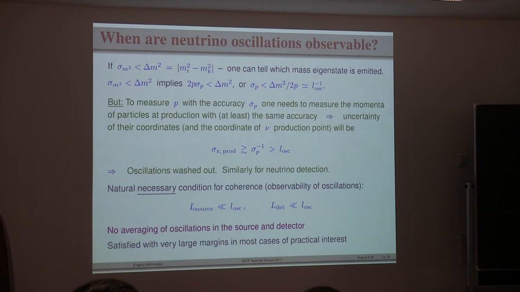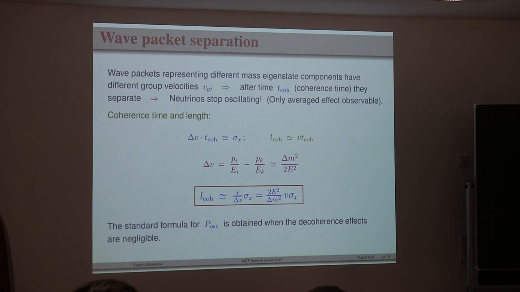So this is yet another possible source of violation of coherence in neutrino oscillations. Okay, so how can we estimate this? Assume that the difference of group velocities of different mass eigenstates is equal to delta v. Then the coherence time is defined as the time over which they separate by a distance equal to or bigger than the length of the wave packet. If this distance is bigger than the length of the wave packet itself, they no longer overlap, and then the coherence is lost. And the coherence length is given by the coherence time times the velocity of the neutrino, and from this we find the formula in this form.